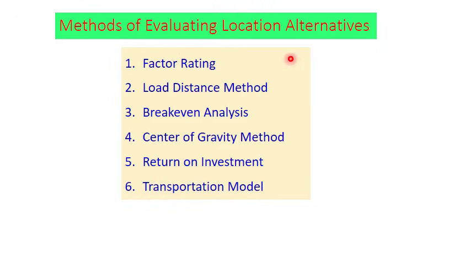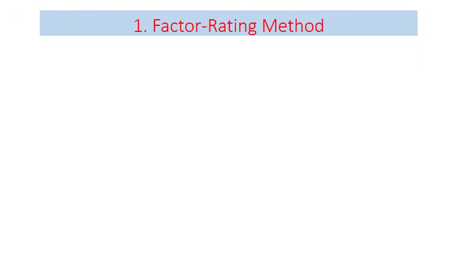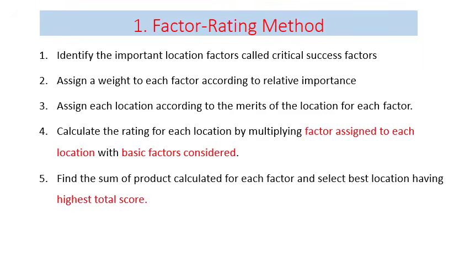So using these techniques, using these methods, we can evaluate alternative locations in order to make a decision. In order to make a decision, we have to evaluate using these 6 techniques. We will discuss them one by one. The first method is factor rating method.